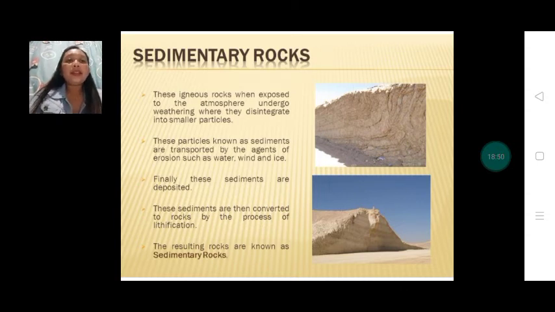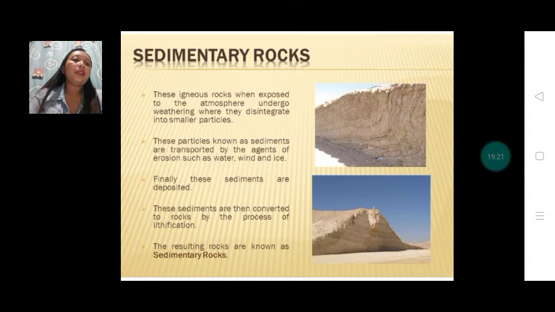So these igneous rocks, when exposed to the atmosphere, undergo weathering where they disintegrate into smaller particles. These particles, known as sediments, are transported by the agents of erosion such as water, wind, and ice. Finally, these sediments are deposited. These sediments are then converted to rocks by the process of lithification. So, the resulting rock is known as sedimentary rock.